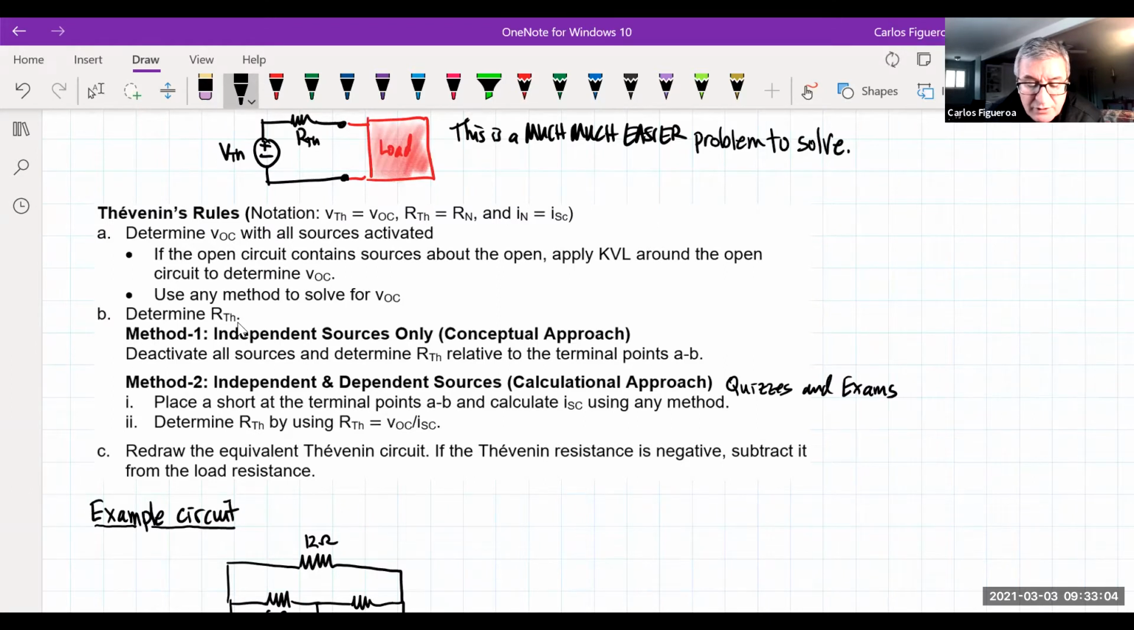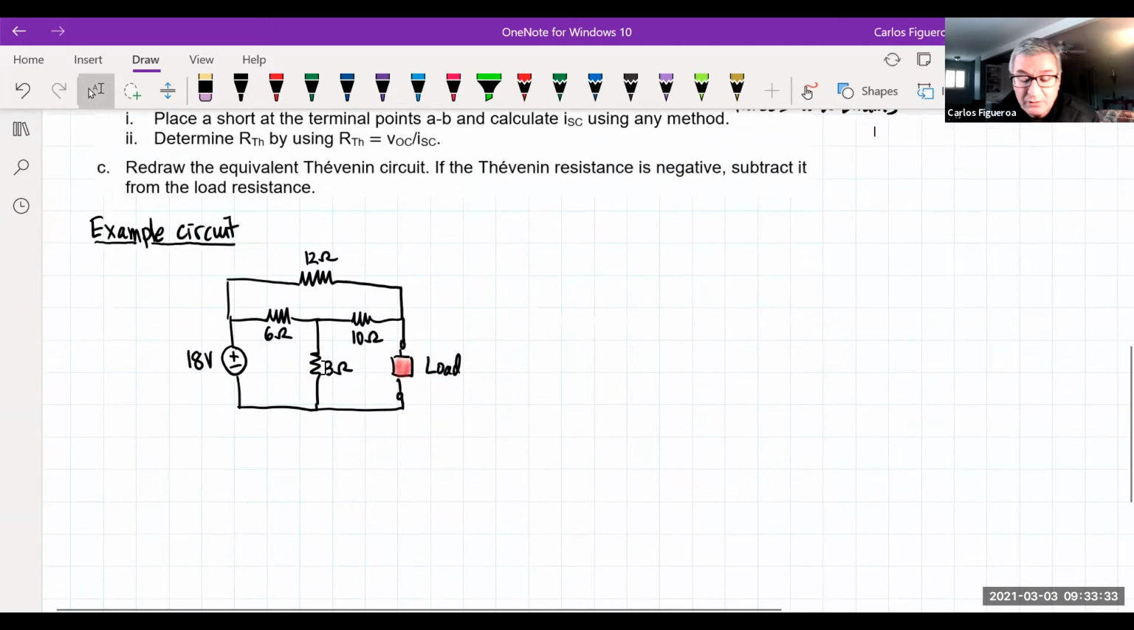And so what I want to do here is that I want to do method one and method two to try to ground you into what that actually means. But in the end, when we get to dependent sources, which is what you're going to see from me on quizzes and exams, you want to go in and you want to do method two. And so here we go. I want to go and I want to apply this so that you can actually see what is going on. And so the way I'm going to do that here is that I'm going to look at an example circuit.